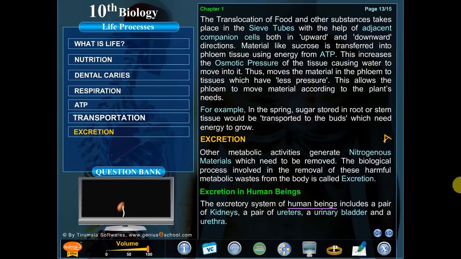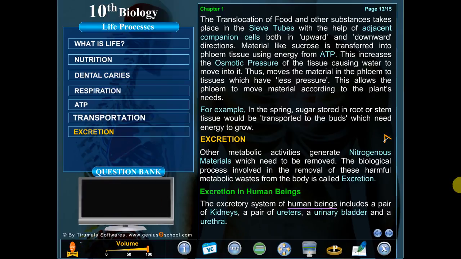Material like sucrose is transferred into phloem tissue using energy from ATP. This increases the osmotic pressure of the tissue, causing water to move into it. This moves the material in the phloem to tissues which have less pressure. This allows the phloem to move material according to the plant's needs. For example, in the spring, sugar stored in root or stem tissue would be transported to the buds which need energy to grow.